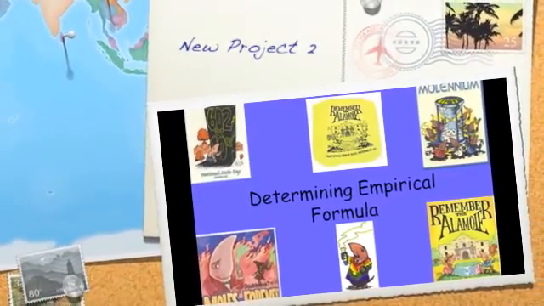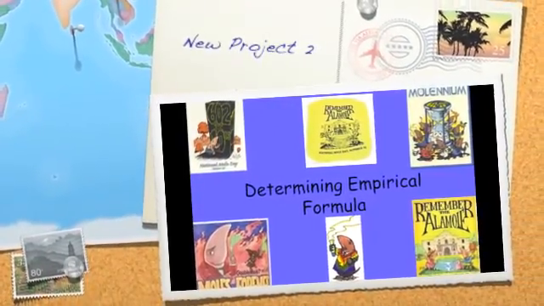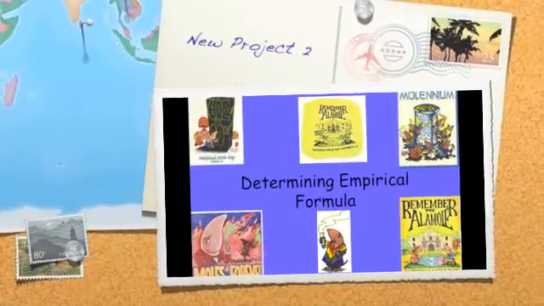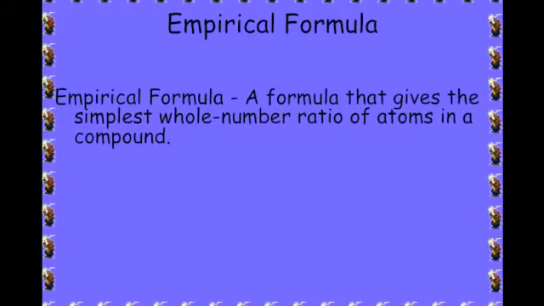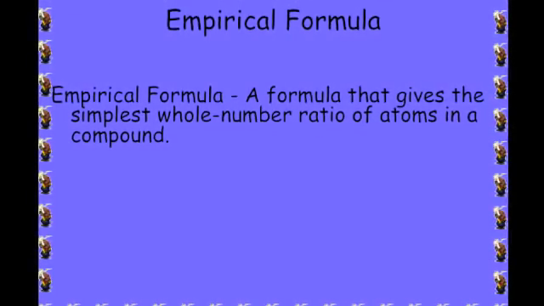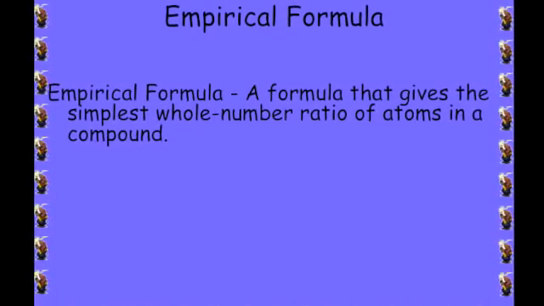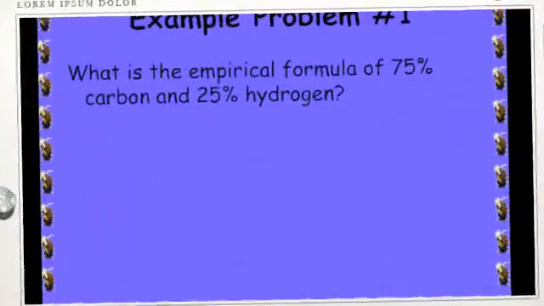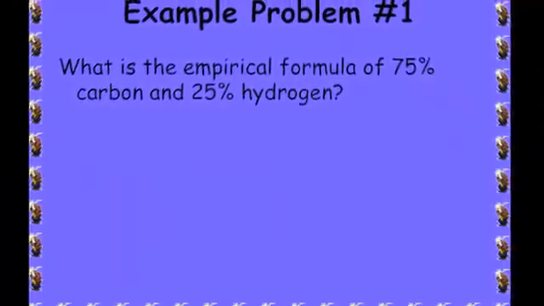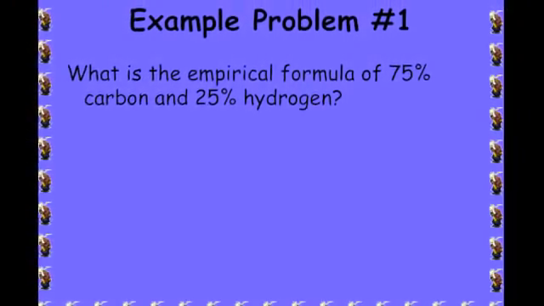This is a short tutorial on how to calculate empirical formula if you know the percent mass of each element in the compound. First thing you need to know is the empirical formula has to be in simplest whole number ratios. And so the first example problem was: what is the empirical formula of 75% carbon and 25% hydrogen?